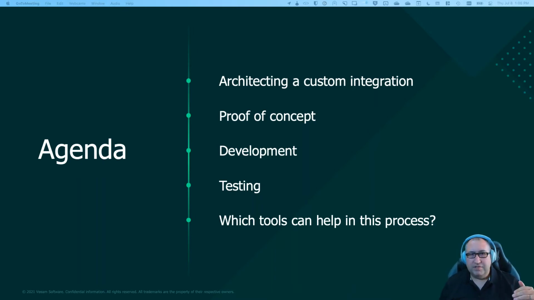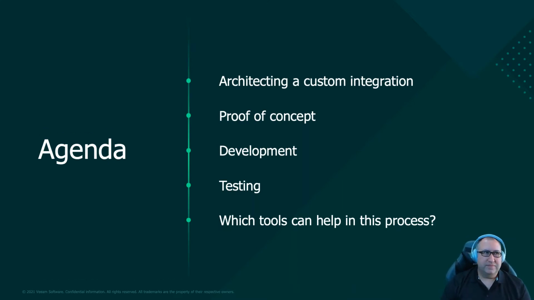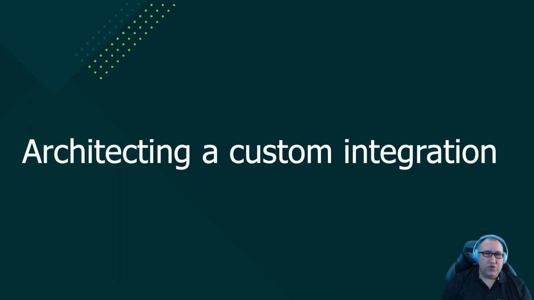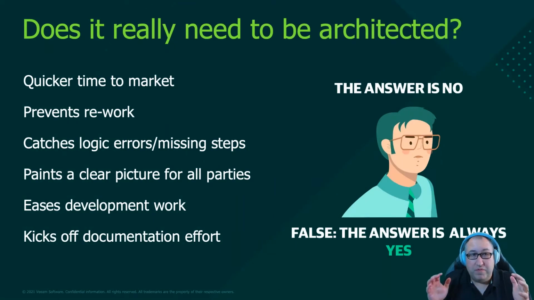And as Sean mentioned, as we're going along, please feel free to ask questions. So on with our first topic of architecting a custom integration. You see the different things that Veeam APIs are able to do. You see what Veeam products are able to do, right? And you're like, hey, I want to automate that. I want to do something cool, right?